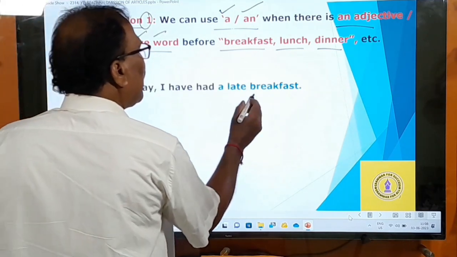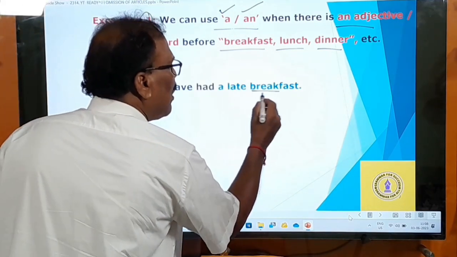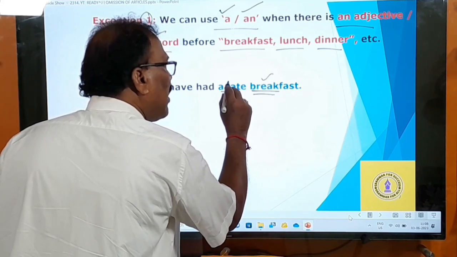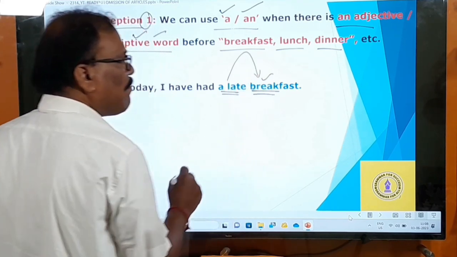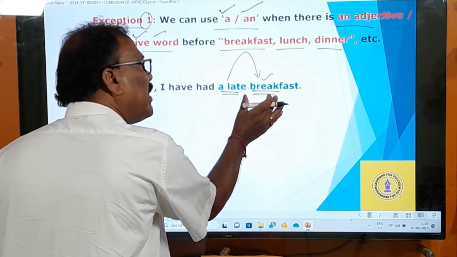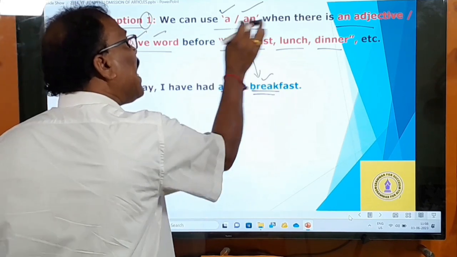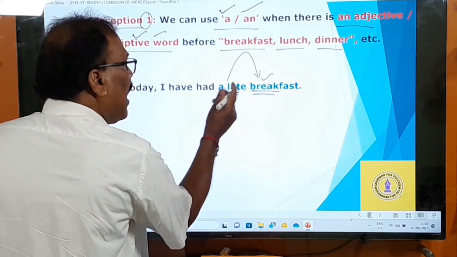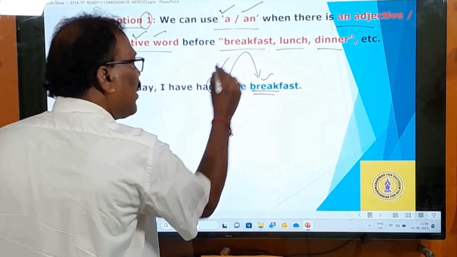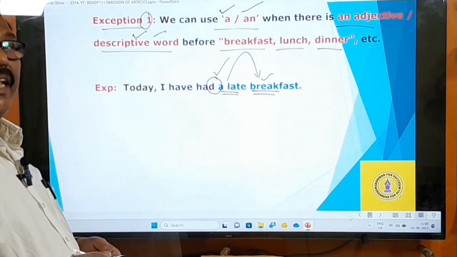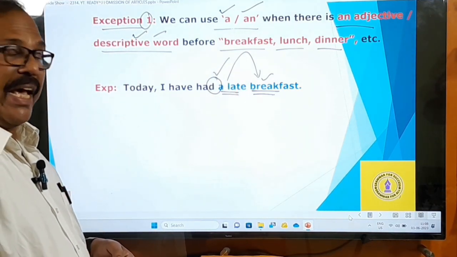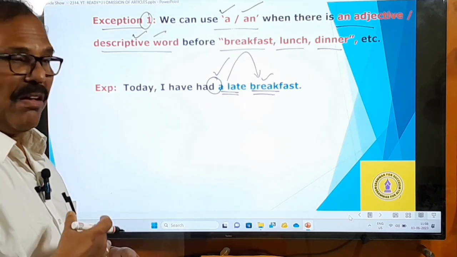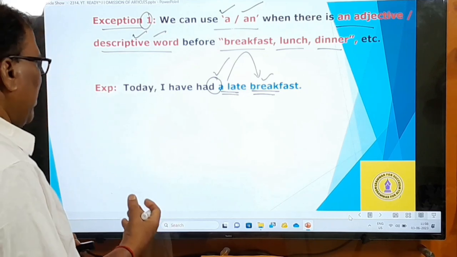Today I have had a late breakfast. So here, you are talking about this breakfast, but it is being described by the word late, a late breakfast. It is not just an ordinary breakfast, but it is a late breakfast. So this descriptive word is describing this word, and that's why we have used a before that. Then you can use a late breakfast, a nice breakfast, a rich breakfast, a tasty breakfast, something like that, whenever you explain.